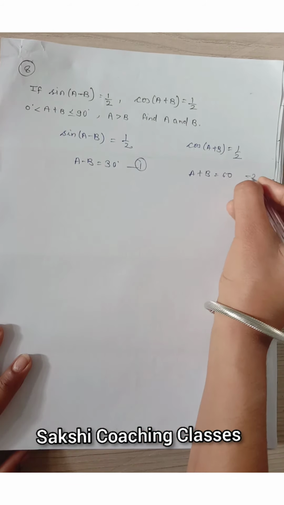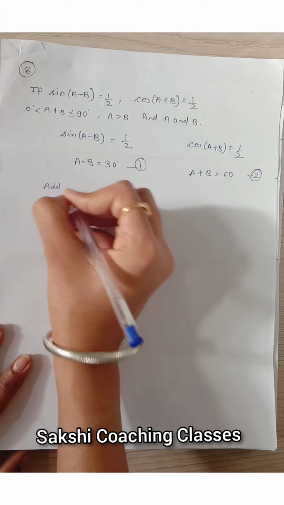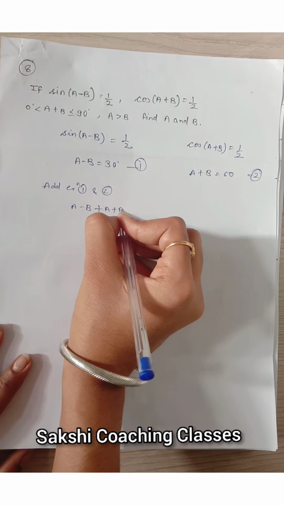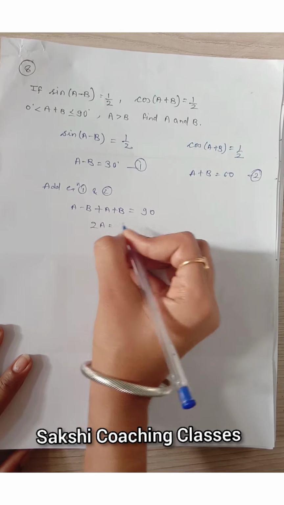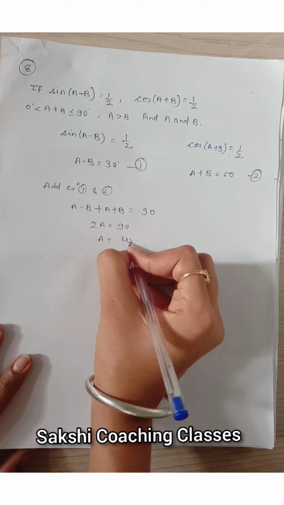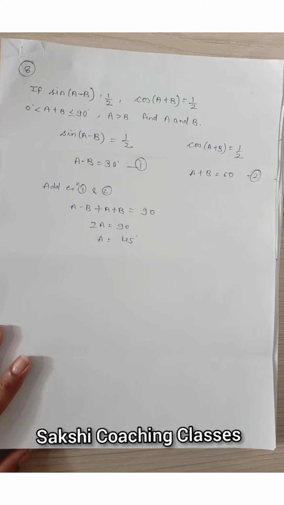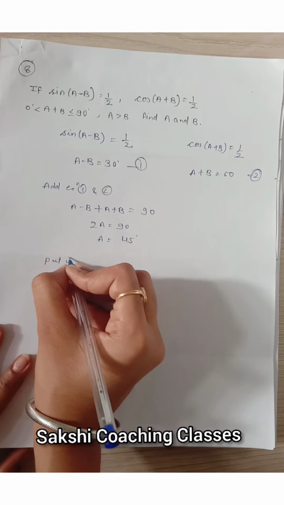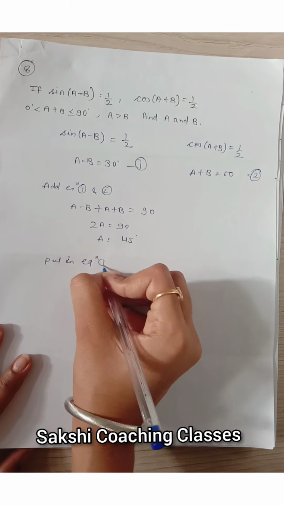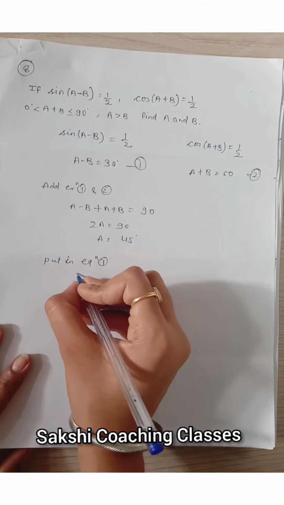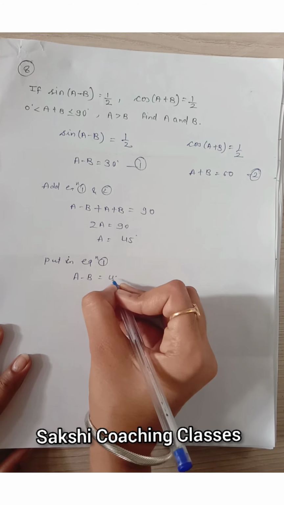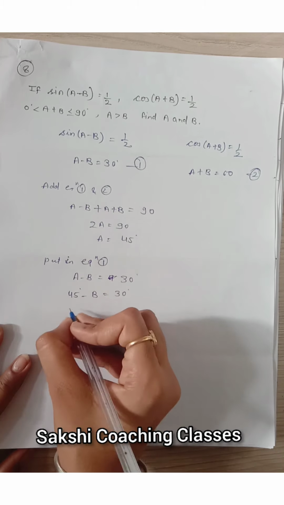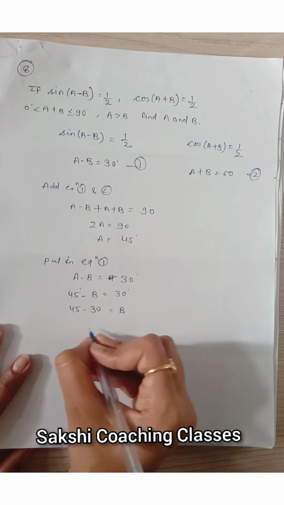It's equation 1, and this is equation 2. Add equation 1 and 2. A minus B plus A plus B is equal to 90. So 2A is equal to 90, and A is equal to 45. Clear? Now put it in equation 1. A minus B equals 30. Put the value of A: 45 minus B equals 30. So B will be equal to 15 degree.